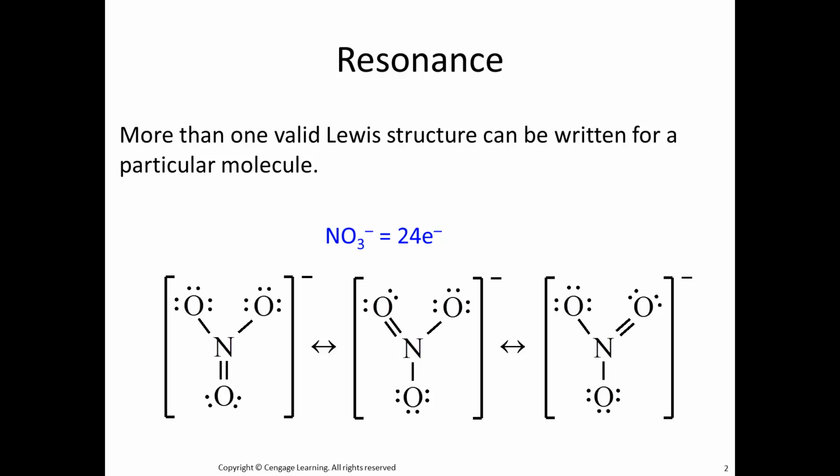Here the electrons are moving around the molecule. They're resonating. All of these Lewis forms are equivalent. They are all valid Lewis structures. The true molecule is an average of these three forms. It's what we refer to as a resonance hybrid.